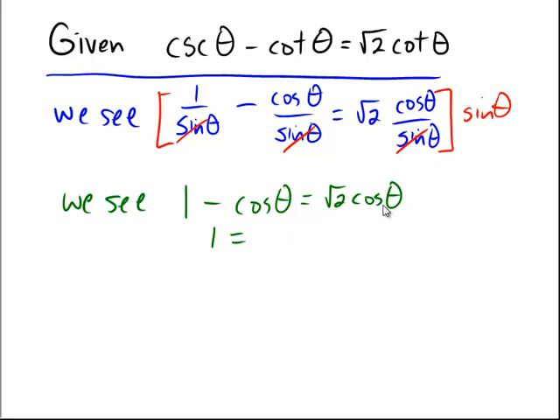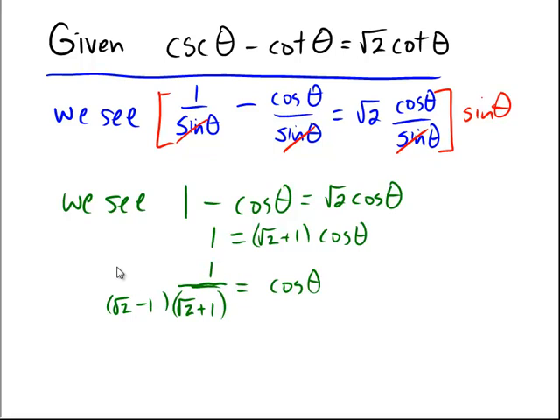Cosine theta plus rad 2 cosine theta would be rad 2 plus 1 cosine theta. Divide both sides by radical 2 plus 1. You get 1 over rad 2 plus 1 is equal to cosine theta. And then if we just rationalize that denominator, what are we going to get? Let's see, rad 2 minus 1, rad 2 minus 1. So you end up getting a radical 2 minus a 1 over 2 minus 1. In other words, 1. And that's equal to cosine theta.